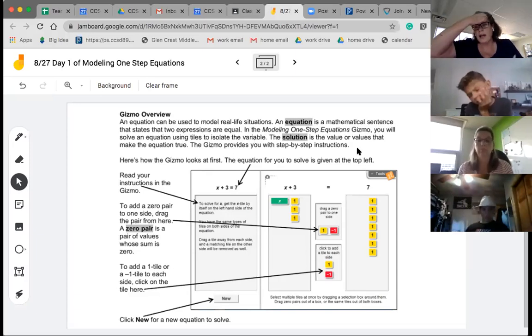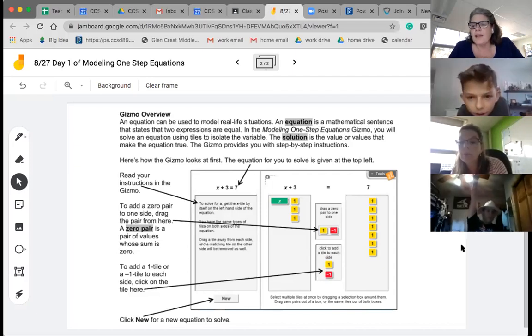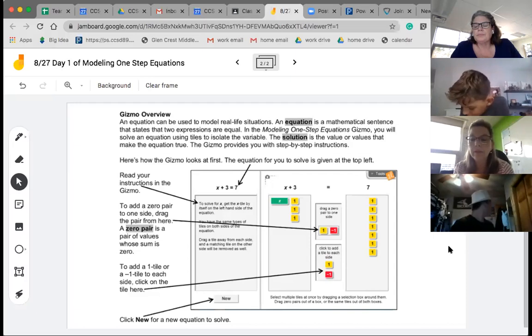Does anybody know what the word isolate means? Can somebody give me a kid-friendly word for isolate? Mrs. Jones, I can't see them, so could you call on somebody? I don't see anybody. Isolate. Anybody? Nick, is your hand up? Oh, Nick. Yes. Vicky, go ahead.